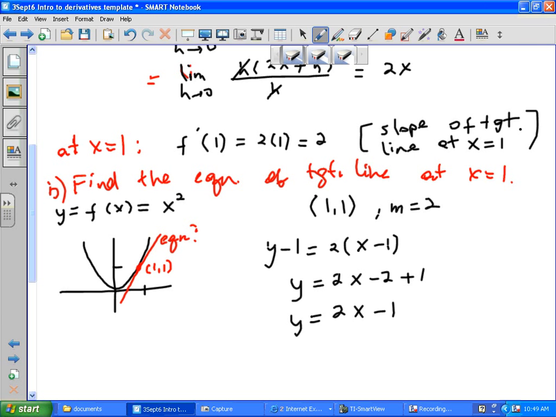How can we check this? Can we graph the function and the line together on the calculator? We should be able to, right? You can do y1 is the function, y2 is the tangent line. Let's see if this equation really matches or looks like it's the tangent line. Let's check it out.